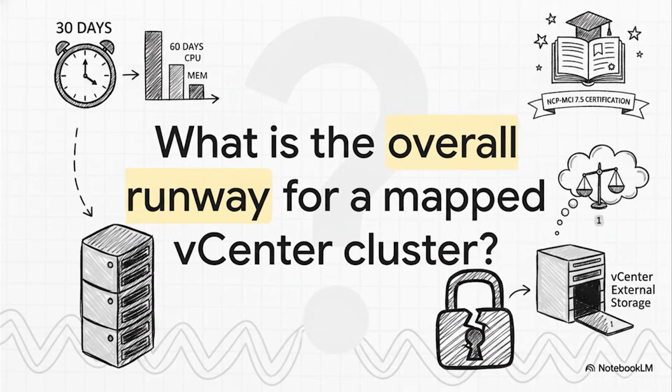Let's wrap up this explainer by putting all of this together with a mock exam question. Imagine a cluster has 60 days of CPU runway, 30 days of memory runway, and it is mapped to a vCenter external storage solution. So what is the overall cluster runway? I want you to really think about the lowest denominator rule here, and then think about that vCenter storage trap we discussed earlier. How do those two rules interact in this specific scenario?